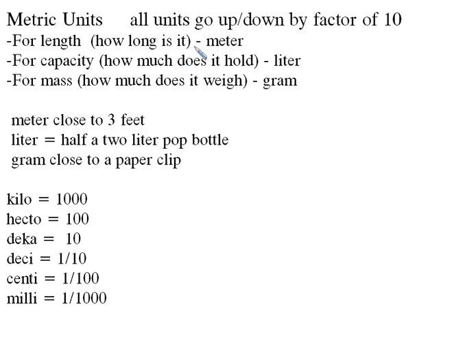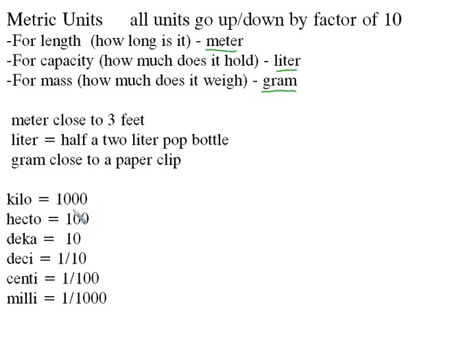And for length, the base unit is something called a meter. For capacity, the base unit is something called a liter. And for mass, the base unit is something called a gram. Now, a meter is close to 3 feet. So close to basically where a doorknob is on a regular standard door. A liter, this is kind of obvious, is half of what a 2-liter pop bottle is. And a gram is close to the weight of what a standard paperclip is.